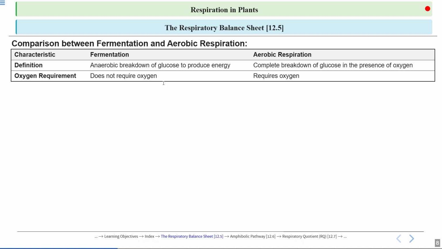If we talk about aerobic respiration, it is the complete breakdown of glucose in the presence of oxygen. So there is complete oxidation of glucose happening here, and the major energy is produced from aerobic respiration. Now, another major difference is that fermentation does not require oxygen. It is an anaerobic process. Whereas in aerobic respiration, oxygen is very important. It is the final electron acceptor, which we have studied.